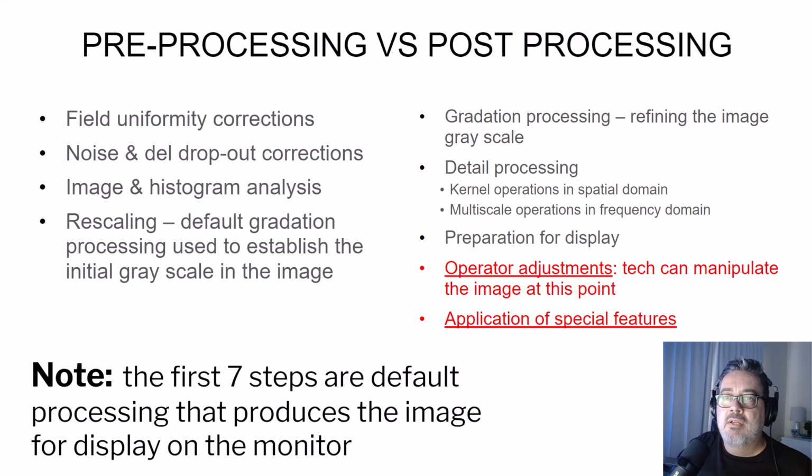Let's summarize pre-processing versus post-processing for our digital images. The first 7 dots here in black font are all pre-processing functions handled by the software. They're the default processing steps for any system to be able to display the images on the monitor. Once you reach the operator adjustments, the technologist can apply edge enhancement and smoothing effects to accentuate anatomy based on the reason for the exam.